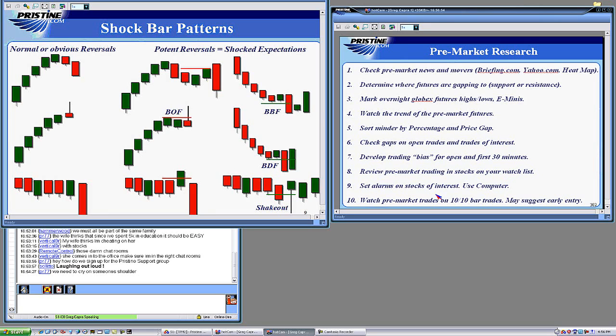Set your alarms. Don't set too many alarms, because it becomes really annoying when you start having alerts that are going off like crazy, and you can't look at all of these different things.